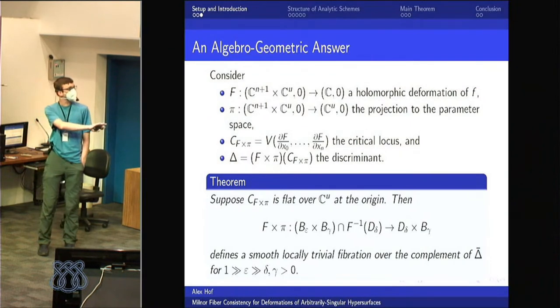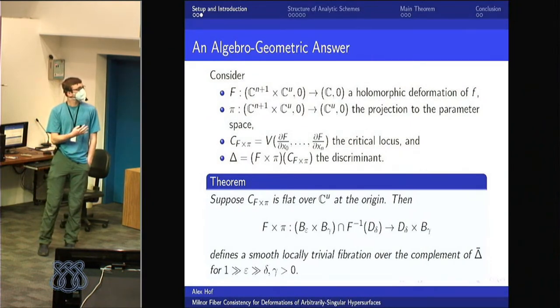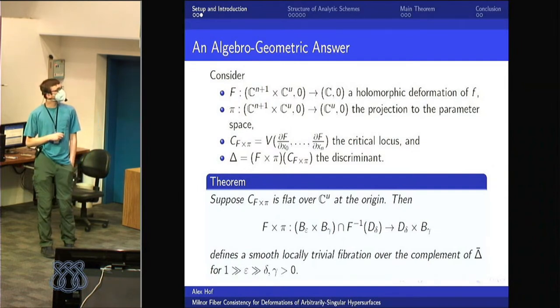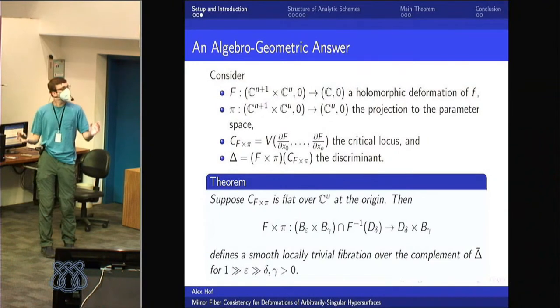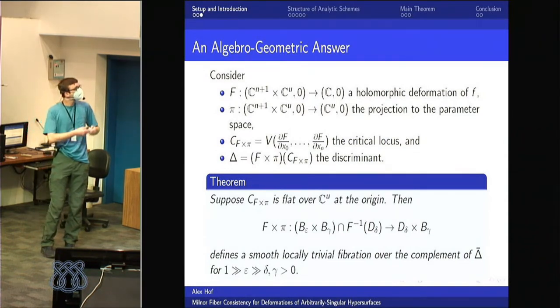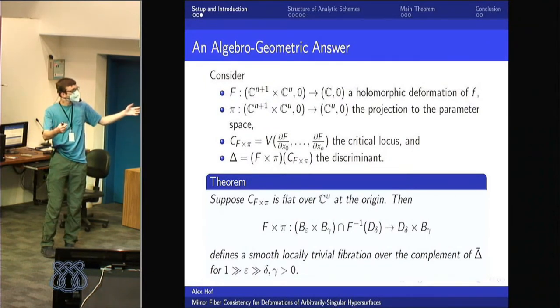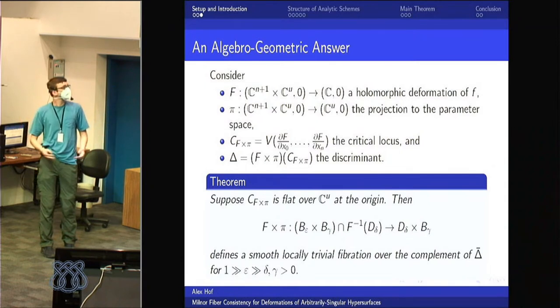And so the answer we get is that if this critical locus is flat over C to the u at the origin, and I'll say more about that condition in a second, then actually we can do a similar thing to the original Milnor fibration, right? We start with some representative on a small open ball, and then we zoom in farther to a small disk D delta in our target space, and we zoom in farther in our parameter space, so we're allowed to make our parameters smaller, and then we end up with this restricted function. And now again, we throw away the singular fibers, right? So we restrict over the complement of this discriminant, or the closure of this discriminant, if we're being really careful. And the result is that this gives us a smooth, locally trivial fibration.